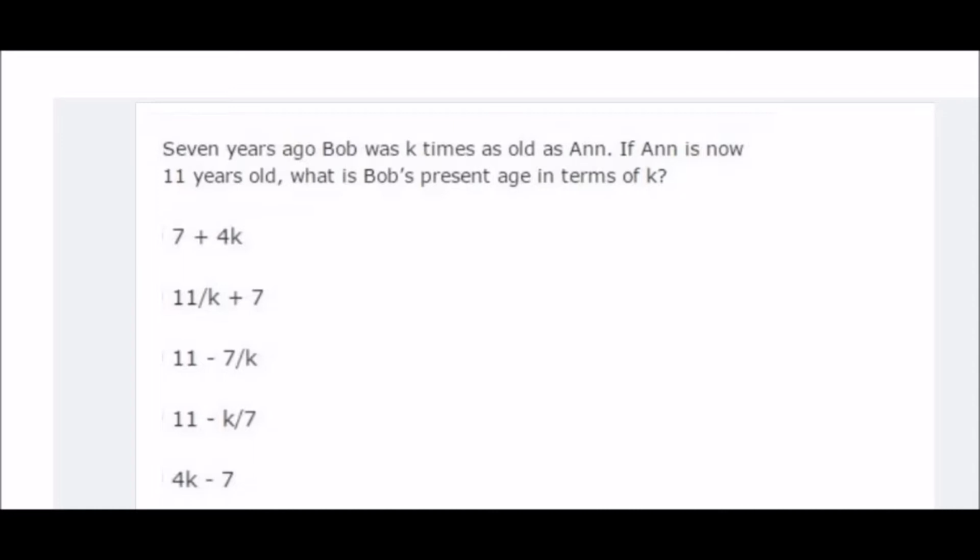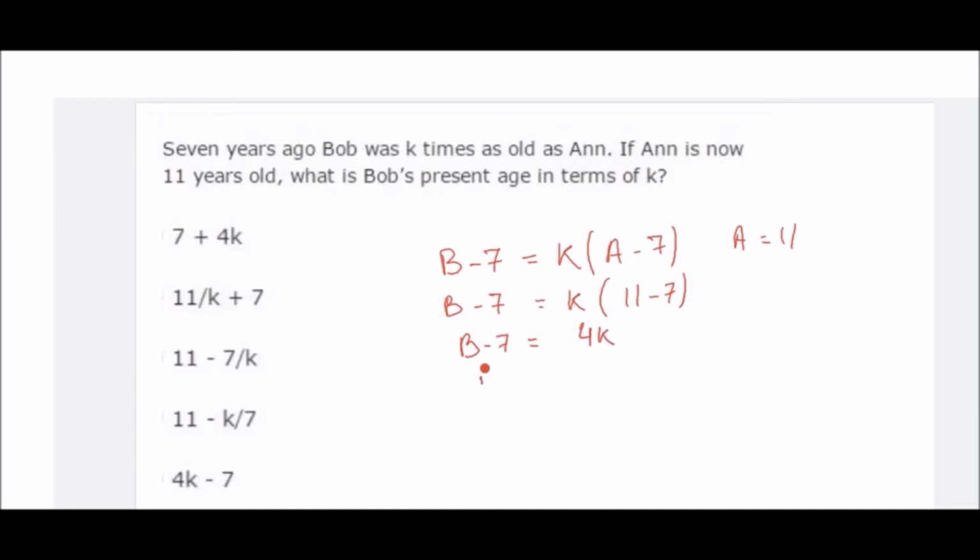See here from the question, 7 years ago, that is B minus 7, Bob was k times Anne's age, that is A minus 7. Anne's age is given here: A is equal to 11 years old. Substituting the value of Anne, k(11 minus 7), B minus 7 is equal to 4k, and B is equal to 4k plus 7. So that's our first option.